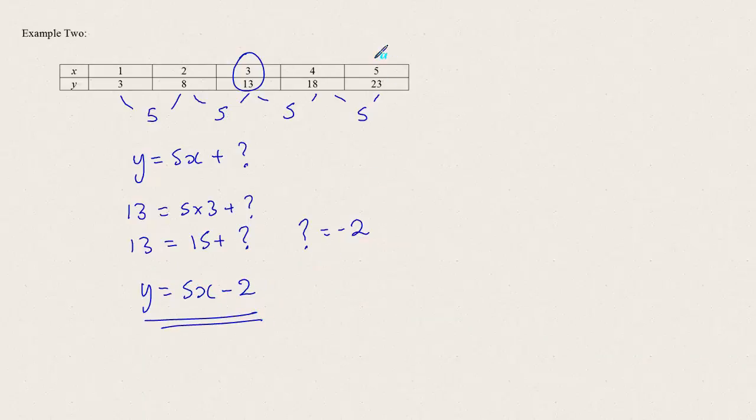You can always check this with another pair of values. So y is equal to 5 times 5 take away 2, which is 25 take away 2 equals 23, and that is correct according to this table. So we can be fairly sure that this is the correct formula.